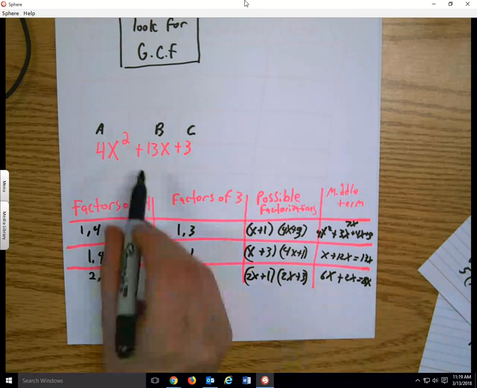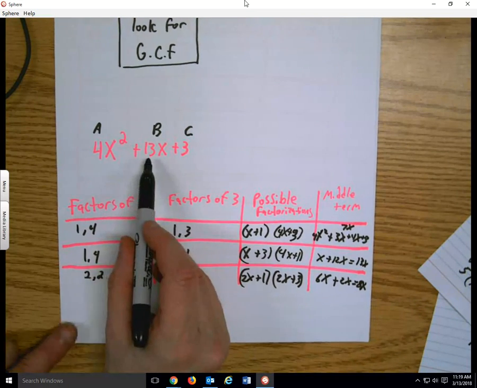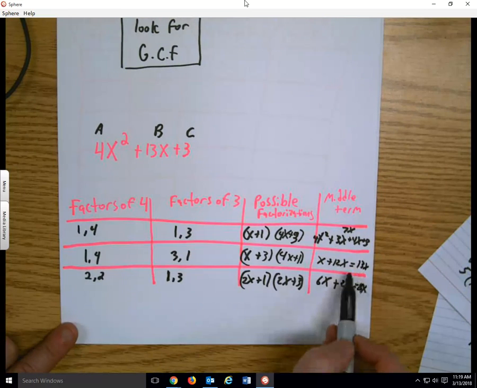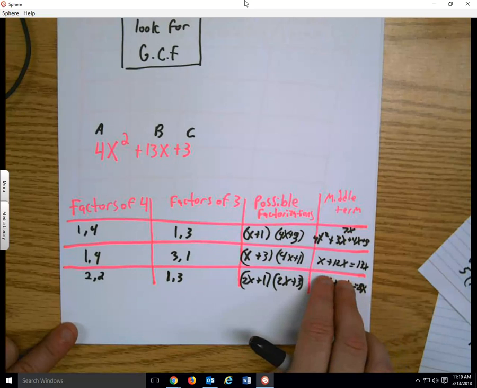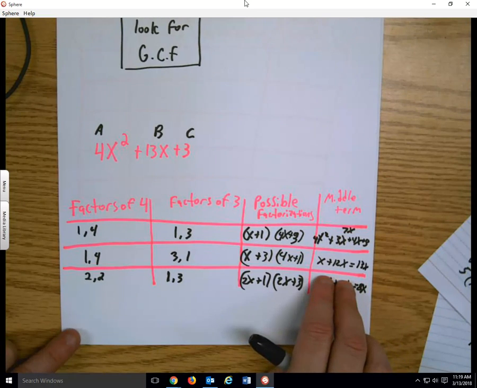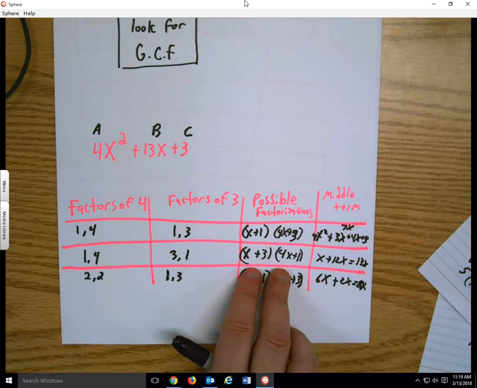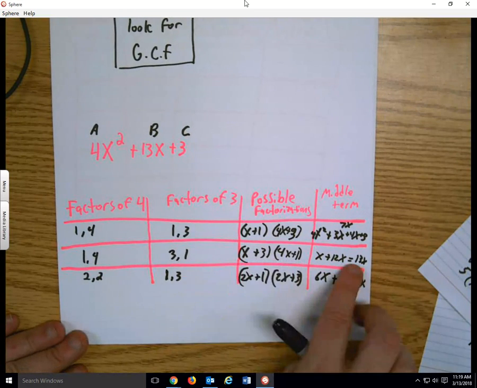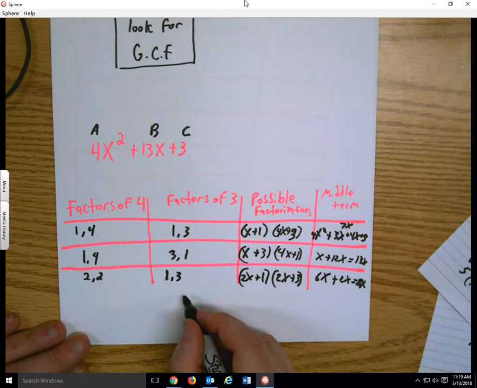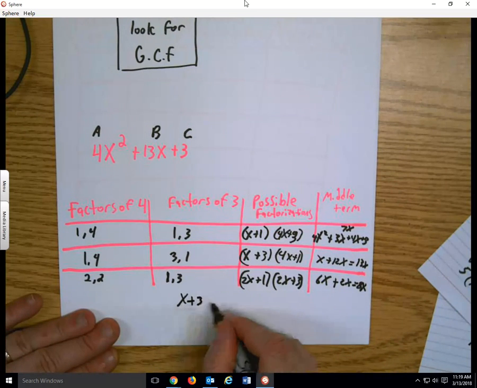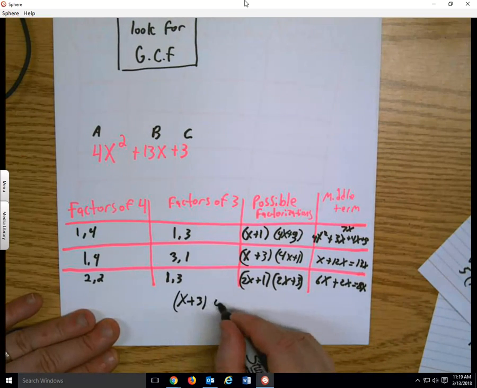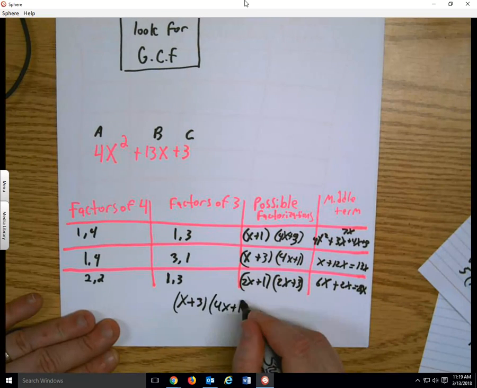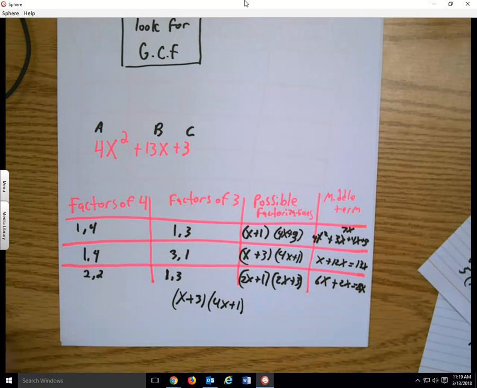Well, looking at the original question, 13x is the middle term. So we know that the middle term has to be 13x, meaning the right question is this one. So this is the right answer to factoring this. And how do we know? Because we end up with the same middle term. So the right answer would be x plus 3, 4x plus 1. Okay, that is complicated.